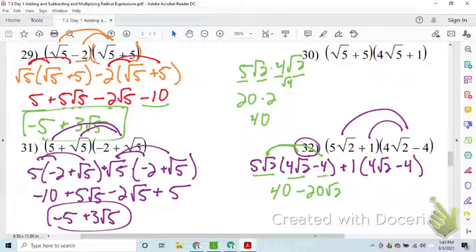Once again there, you just multiply the coefficients. Then it's just adding 1 times 4 root 2 is 4 root 2. And 1 times -4 is -4. So now, I'm going to combine the whole numbers first. I get 36, and then I add these two together. It's going to be -16 root 2.